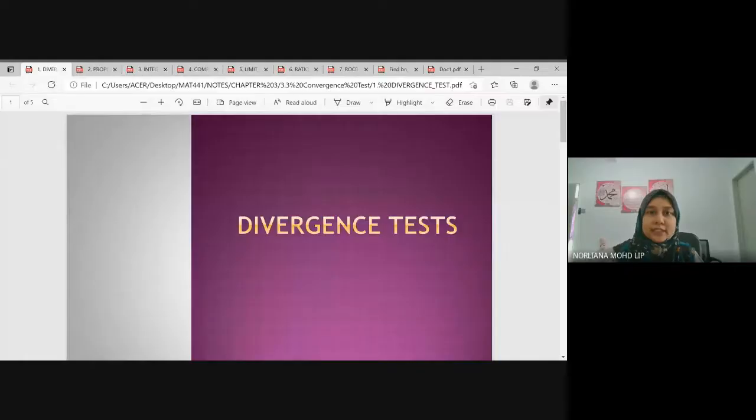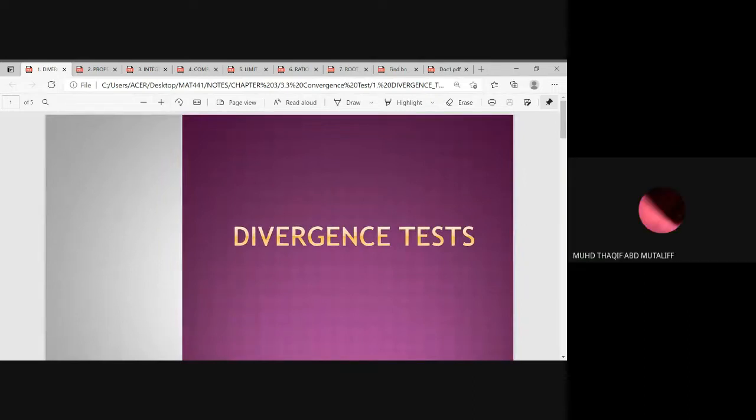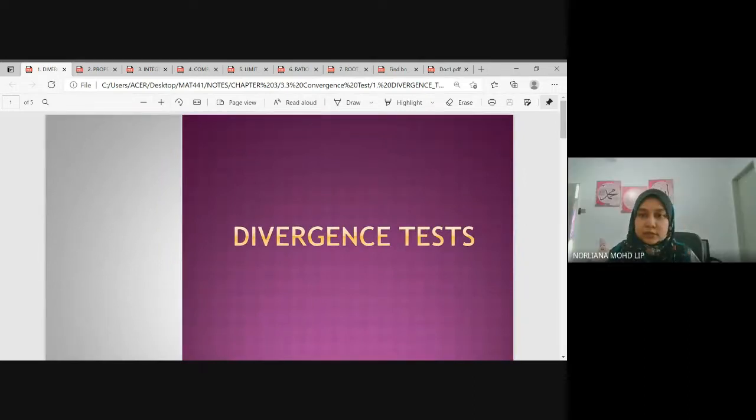Okay, boleh nampak tak screen? Boleh madam. Okay, kat sini dah nak hujan juga. Kalau tak clear boleh bagi tahu, kalau line orang saya cakap tak clear ke.